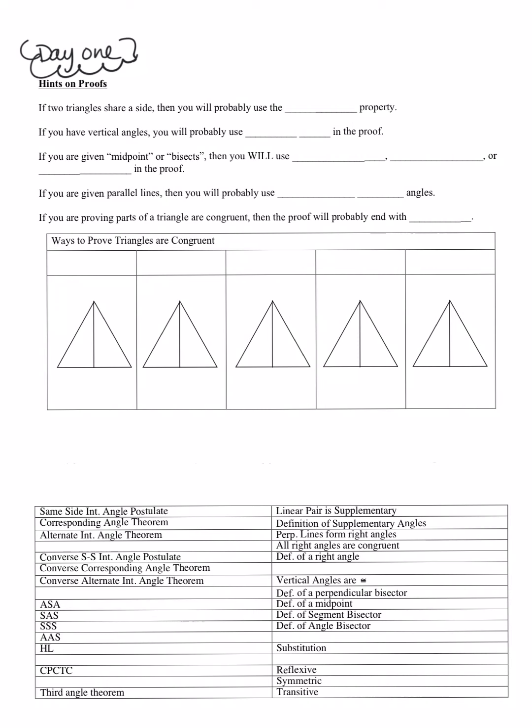If two triangles share a side, when you're doing a proof, you're probably going to use the reflexive property. If you have vertical angles, then you're probably going to use the vertical angle theorem. If you're given the midpoint or bisects, then you're going to use the definition of midpoint as a reason, or definition of an angle bisector, or your other option is definition of a segment bisector.